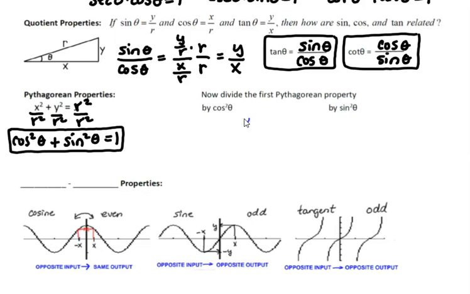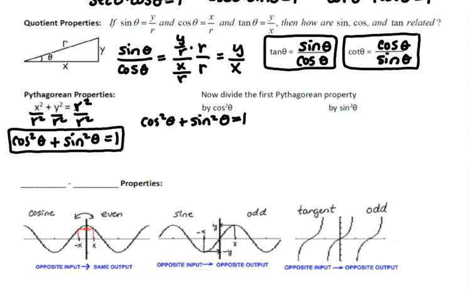Now, there are two more Pythagorean properties, and we get the second two by dividing the first property either by cosine squared or by sine squared of theta. So if we take the original property, I'm going to rewrite it. I'm going to have to write kind of small to fit this on my screen, so bear with me. I'm trying to make it as neat as possible.